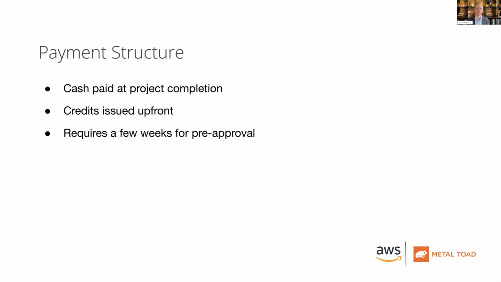Next. So, payment structure: there's cash paid on project completion. There are credits that are issued up front. And the most important part of this is if you're planning on doing a POC, there is some planning that is required. It requires a few weeks of pre-approval. We need to go through and make sure that we're doing our due diligence, but that's a program that is available. Next.